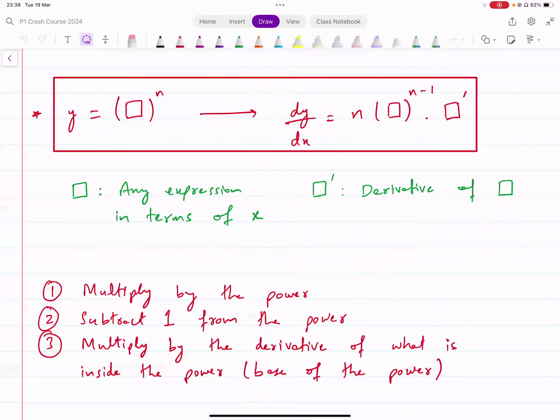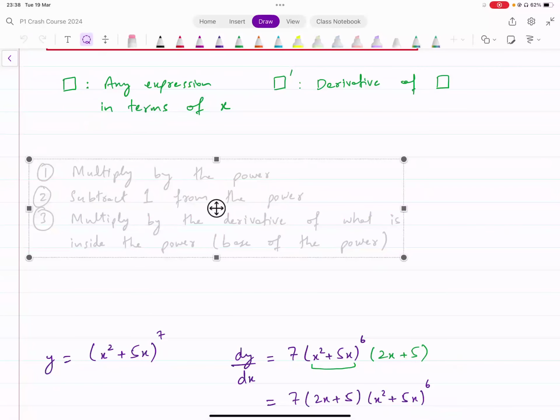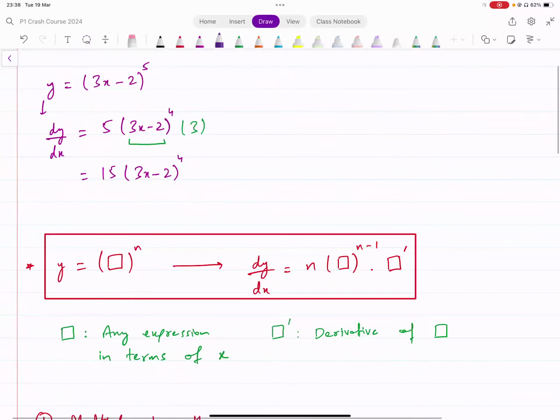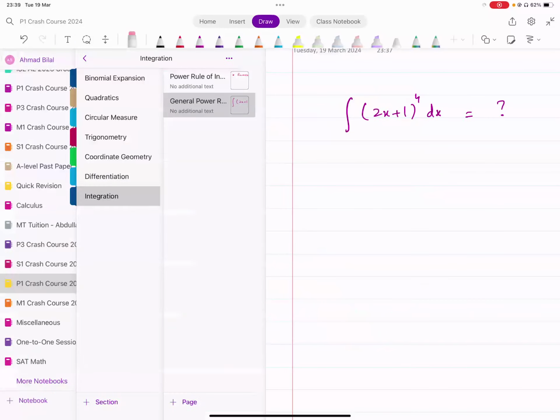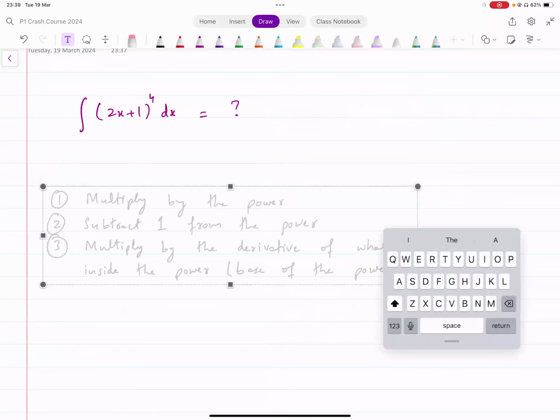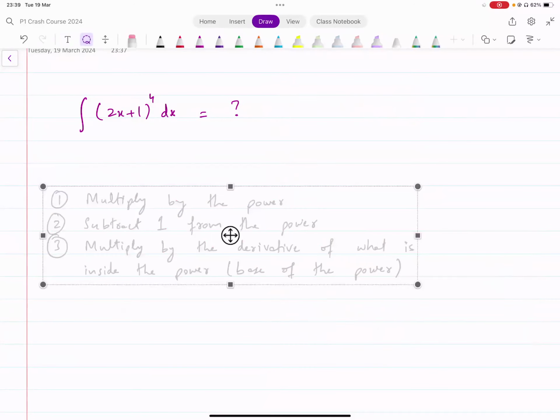Let me remind you about that. This was the process that we used for differentiating such expressions. We said we would multiply by the power, right? Subtract 1 from the power. So those two steps would remain as they were. But then we added another step to that. And we said, you also multiply by the derivative of what is inside the power. You multiply by the derivative of the base of the power as well. So whatever is inside the power, you multiply with the derivative of that. So now we also need to reverse that step. Now, let me just copy this here. These are the 3 steps that we used to have for differentiation of such expressions.